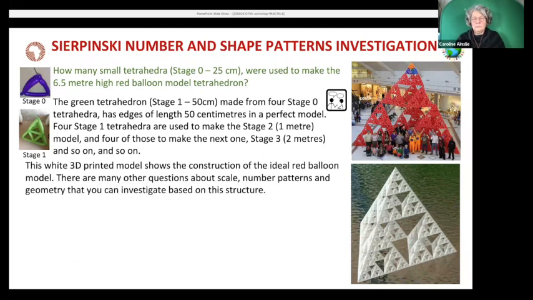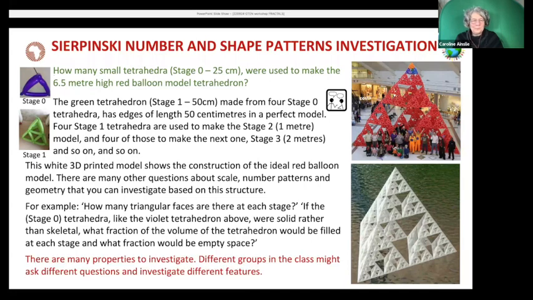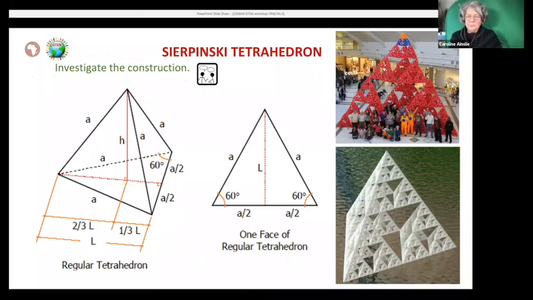And then we go on and on to each stage. So you get 4 stage ones to make a stage two, and 4 stage twos to make a stage three. And you double the edge length each time. So it's doubled to 1 meter, and then building it up gradually to make the one you see on the picture there. And there are many properties to investigate. And in your class, different groups might ask different questions and investigate different features. Any given stage, the number of tetrahedra increasing by multiples of 4, exponential growth in powers of 4. Yes, thank you, Talib, that's absolutely right. Now here, we want to actually work out what the height would be in the perfect shape.